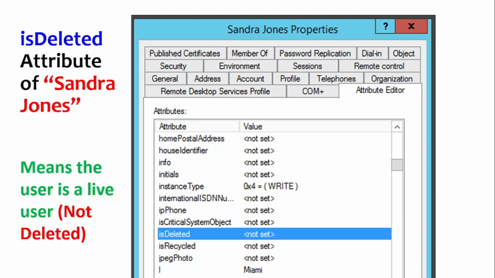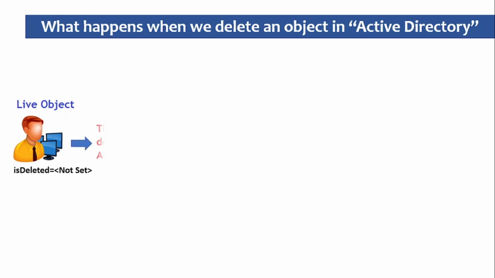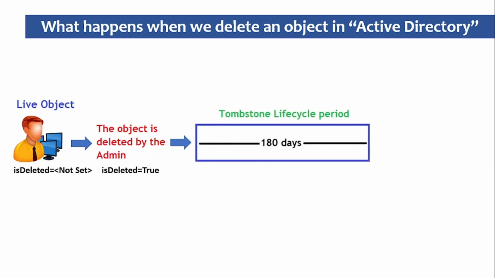So this is how Active Directory works at the back end. So what happens when we delete an object in Active Directory? Let's see in the graphical manner now. So this is a live object, and the is deleted attribute is not set. Then the admin deletes the object, and now the is deleted attribute changes to true, and the object is moved to Tombstone for 180 days.